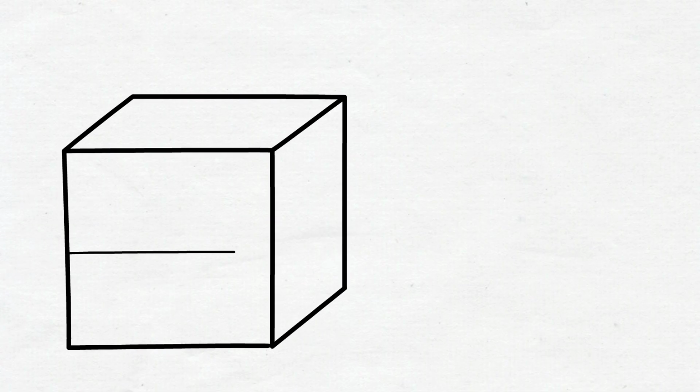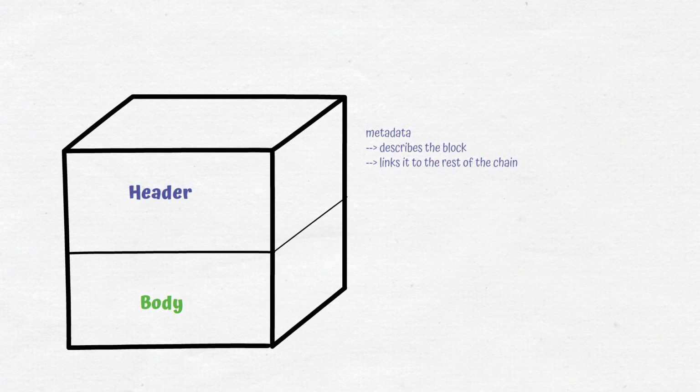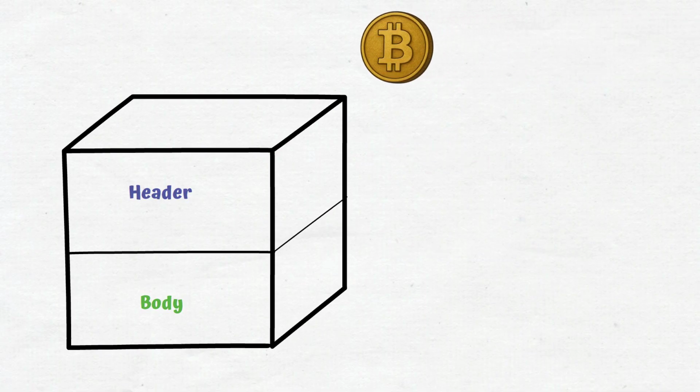Every block consists of two main parts, a header and a body. The header contains the metadata that describes the block and links it to the rest of the chain. The body contains the actual data that is meant to be stored, for example, transactions or any other type of information. Let's look at this using Bitcoin as an example.